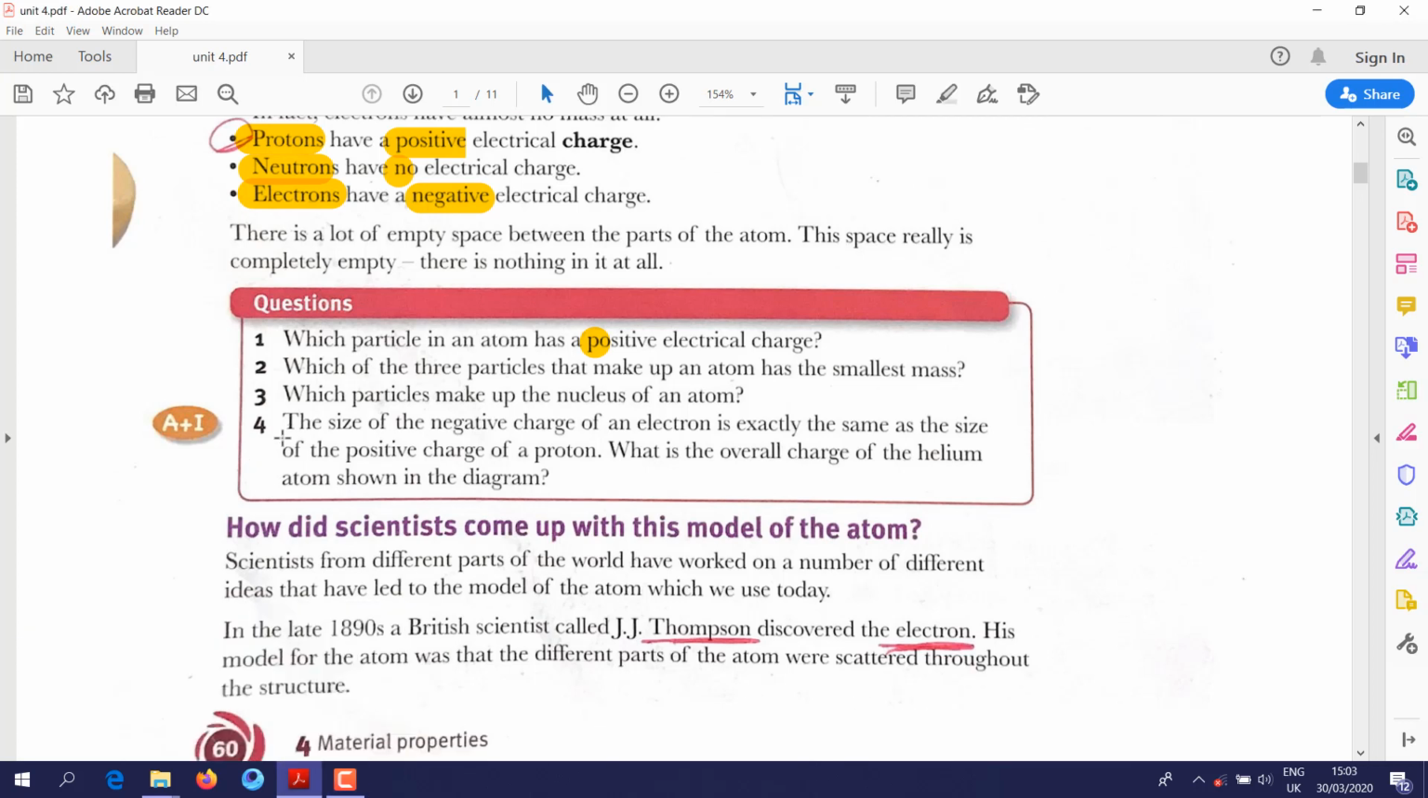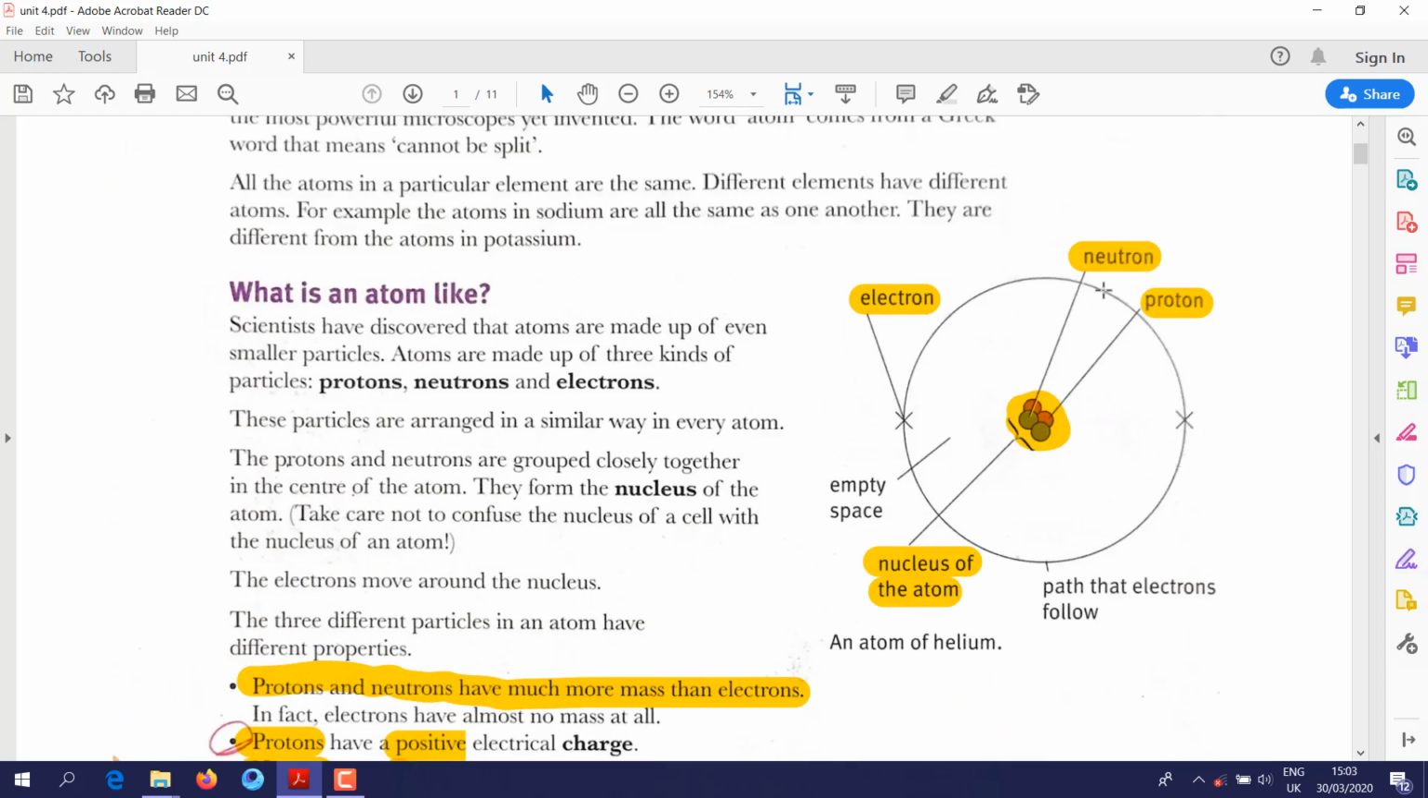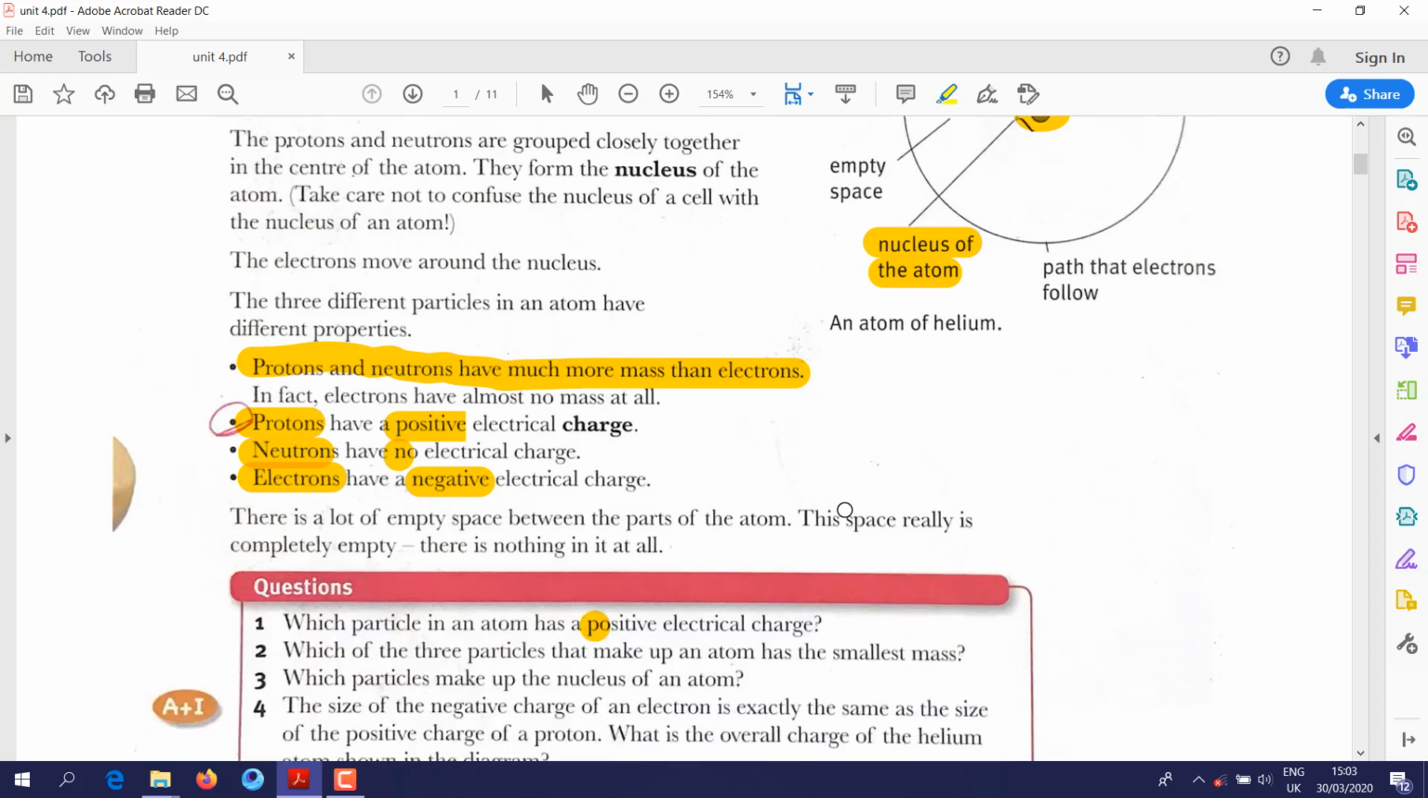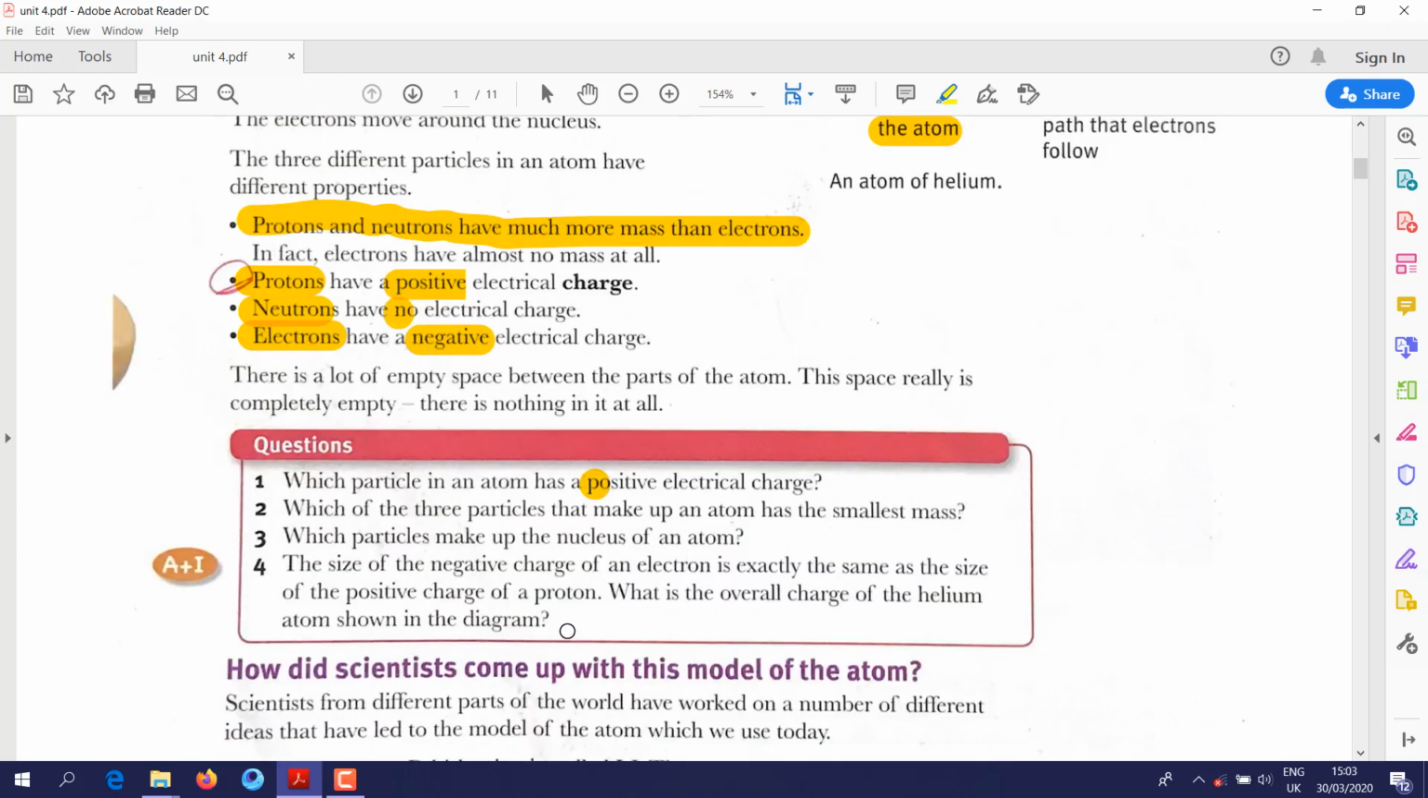Question number four. The size of the negative charge of an electron is exactly the same as the size of the positive charge of proton. What is the overall charge of the helium atom shown in the diagram? Here, as you can see, we have two protons and two electrons. Two positive and two negative. So what is the overall? The overall will be zero, because plus two will cancel the negative two.